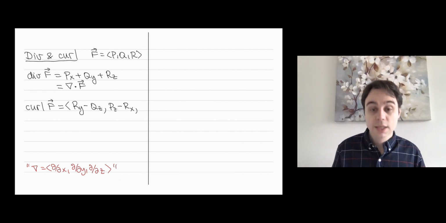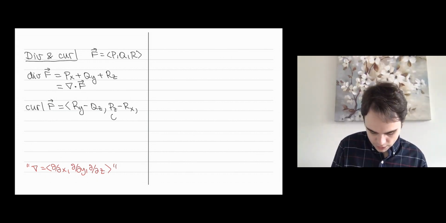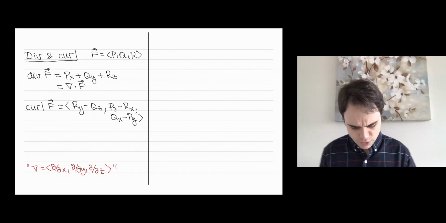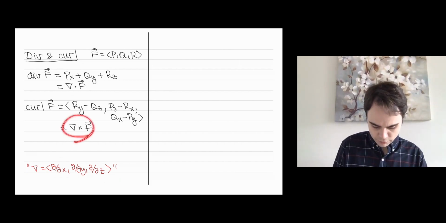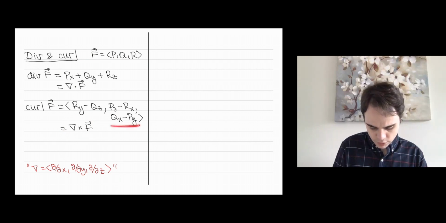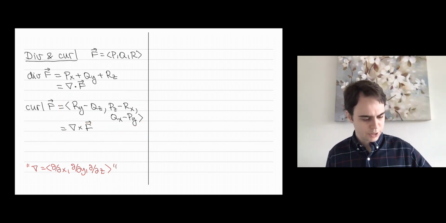And the last component, that's the familiar one. It's Q sub x minus P sub y. So this is the curl. And the way to remember this formula is to work out a cross product between the gradient vector that I wrote below and a vector field. If you just work out this cross product, you're going to get this every single time.